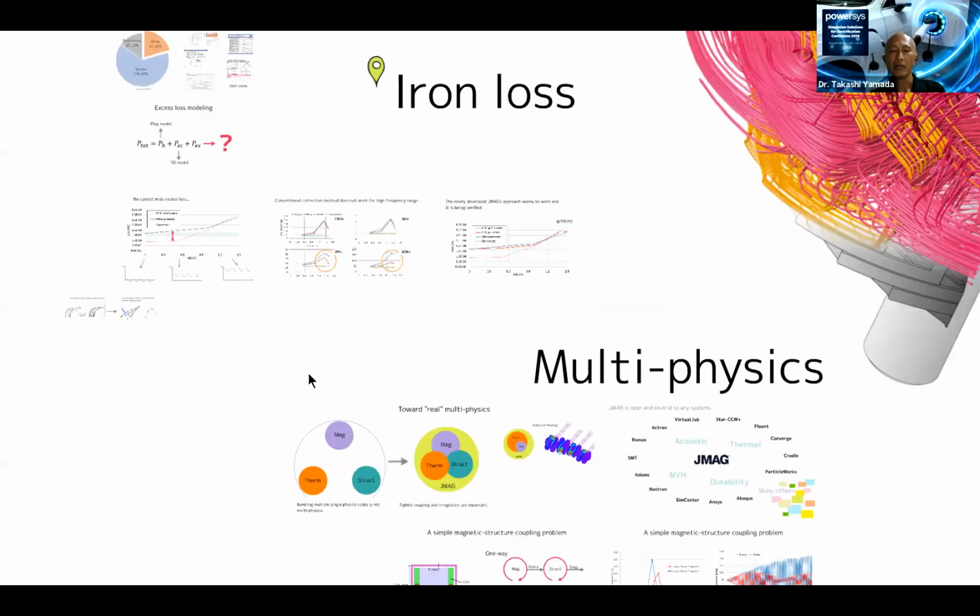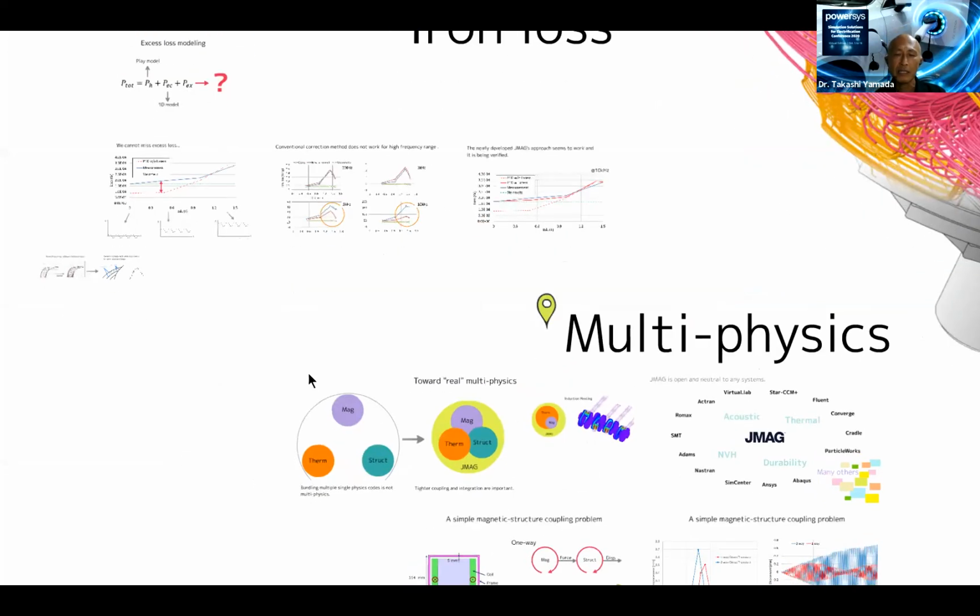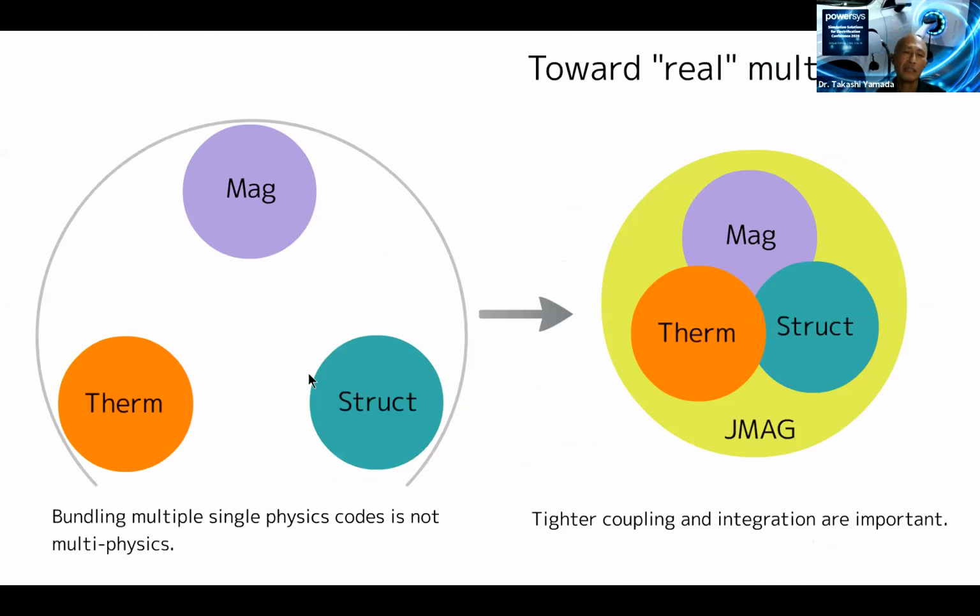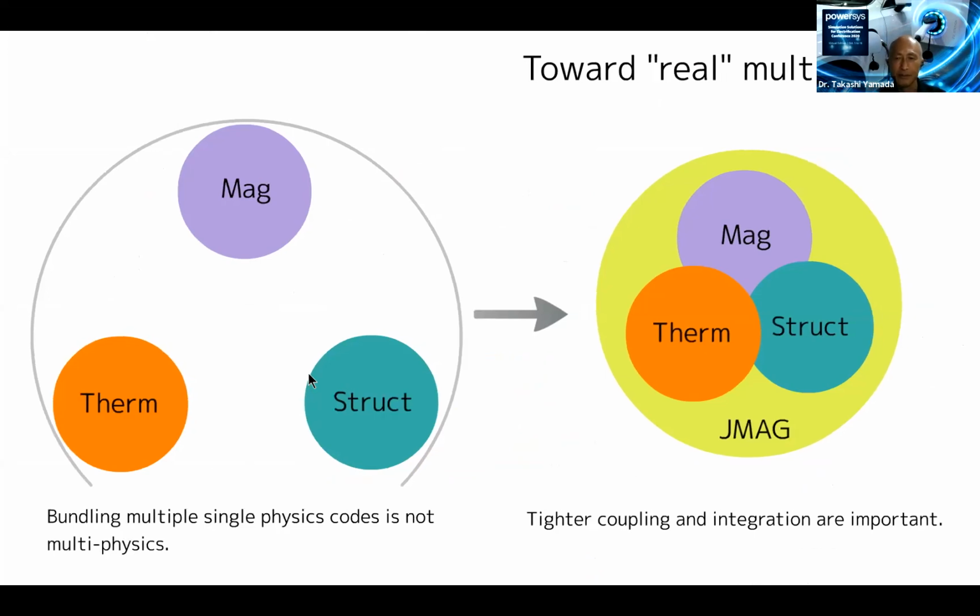So next one is multiphysics. Many people say that now we have a magnetic solver, a structural solver, a thermal solver, and CFD, so now we can do multiphysics. Sometimes it is correct, but not always. Just bundling multiphysics code is not multiphysics. Sometimes, or many times, you really need tighter coupling and very good integration. That's very, very important. This is what we are doing today in JMAG.